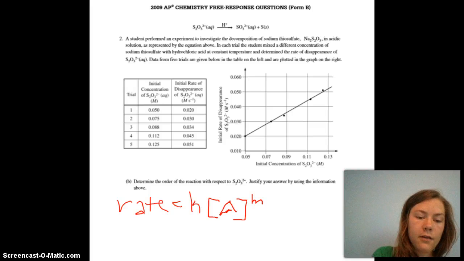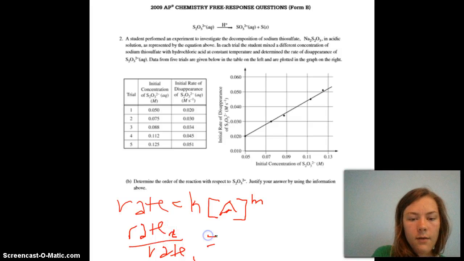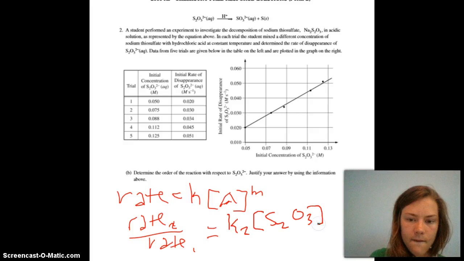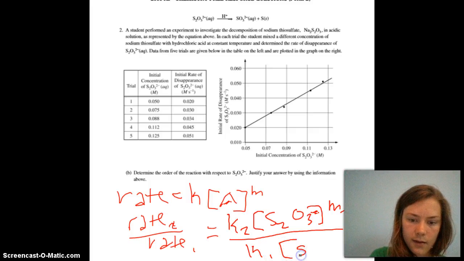So we're going to have rate 2 over rate 1 equals K2 times the concentration of the thiosulfate raised to the m2, all over K1 times the concentration of thiosulfate raised to the m1.